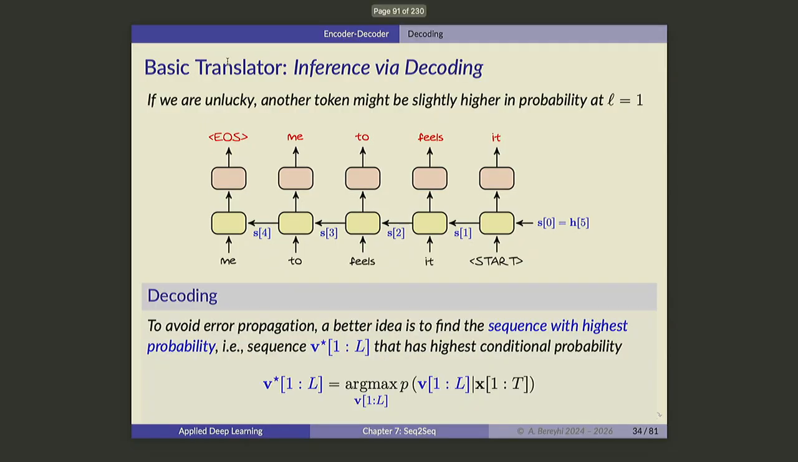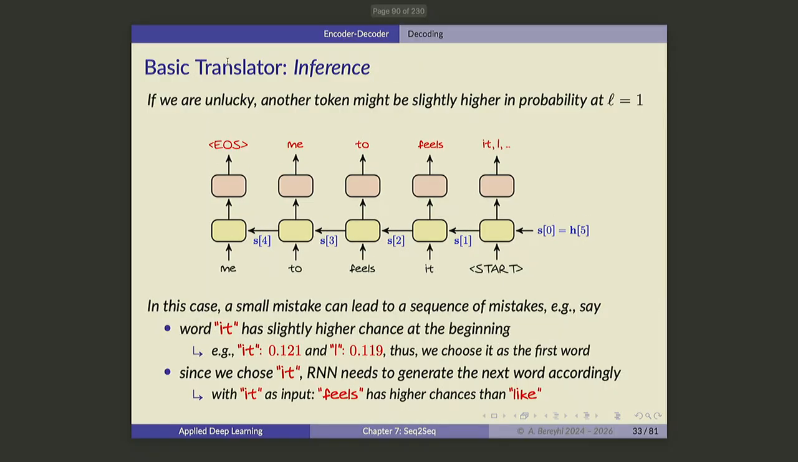Now, the better idea here would be that when I am doing the translation, I do not immediately translate this token to be "I". I would say it could be "I", it could be "it". Let's see what's going to happen next. And then I sample the next token. And again, for the next token, I have "like" as one likely option. The second one is "feels".